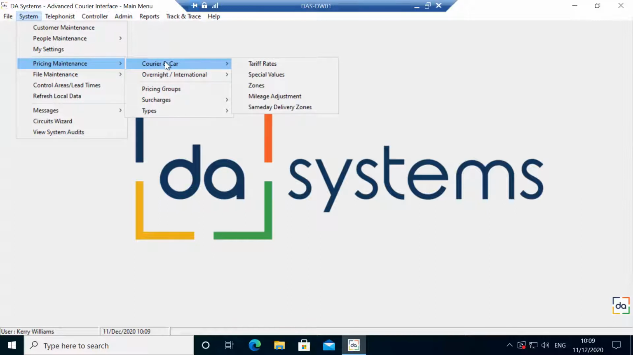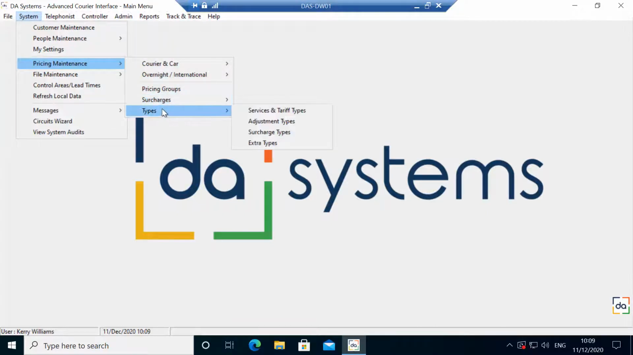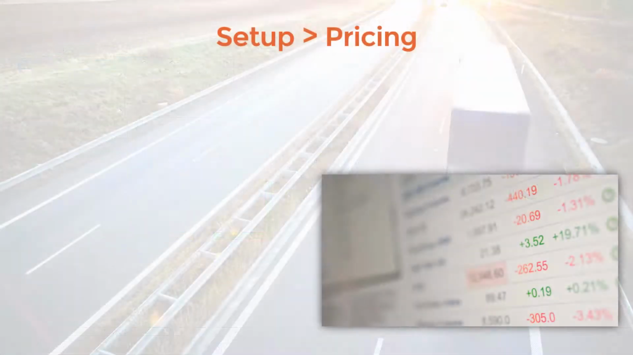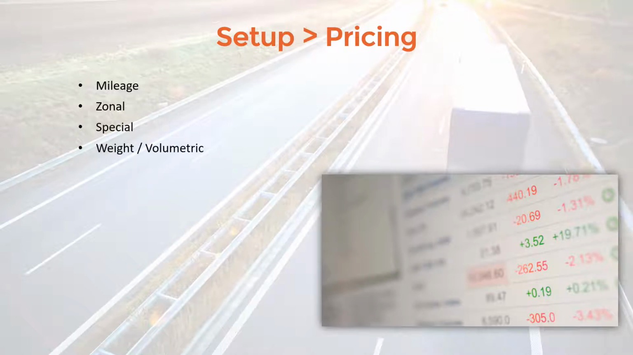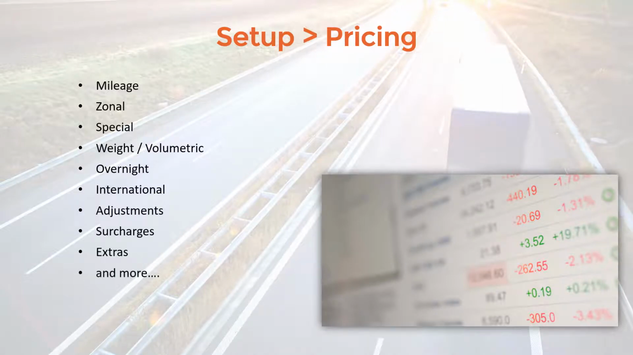It is incredibly flexible and includes support for creating rate cards and tariffs for many different types of pricing and charges. And these include mileage, zonal, special, weight and volumetric, overnight, international, adjustments, surcharges and extras pricing, plus much more.